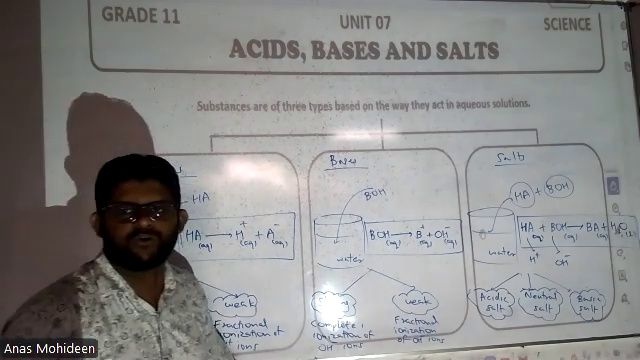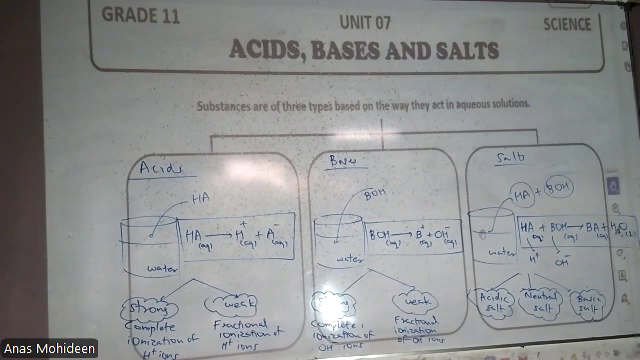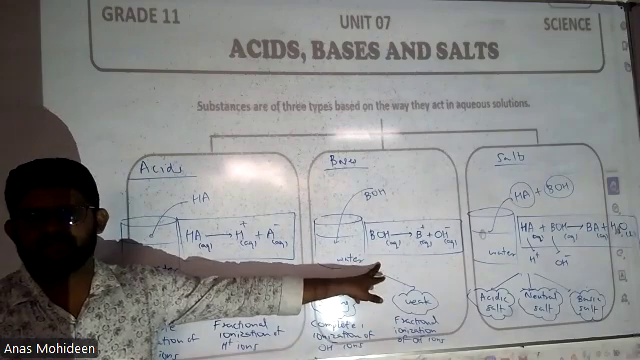So bases, we write. Now you know how to define bases. Can you tell me, how do you define bases? Chemical compound which releases OH minus. Exactly. Chemical compounds which release OH minus ions in an aqueous medium are called bases. And write the equation there. Bases equation.